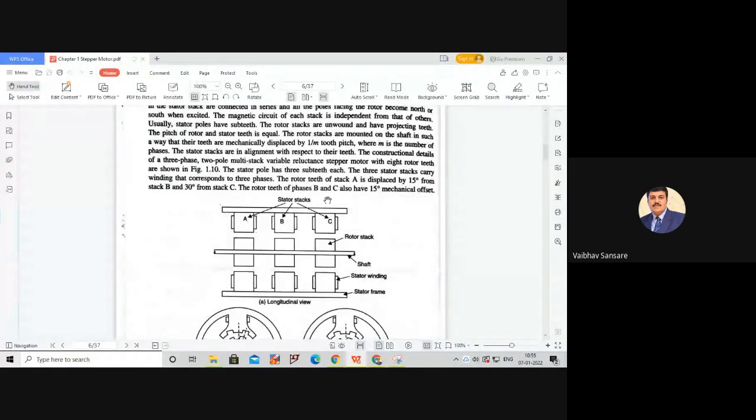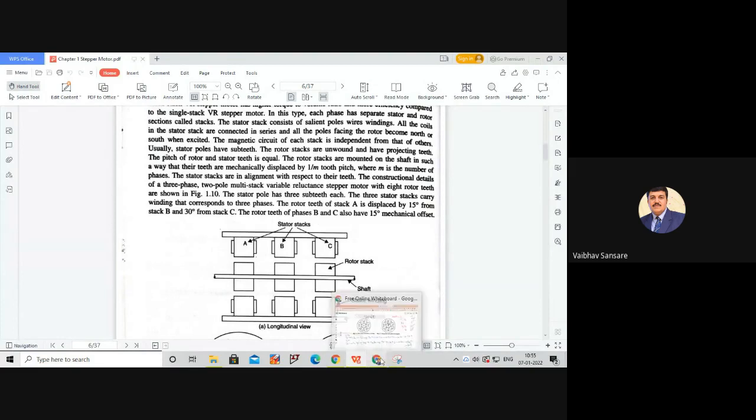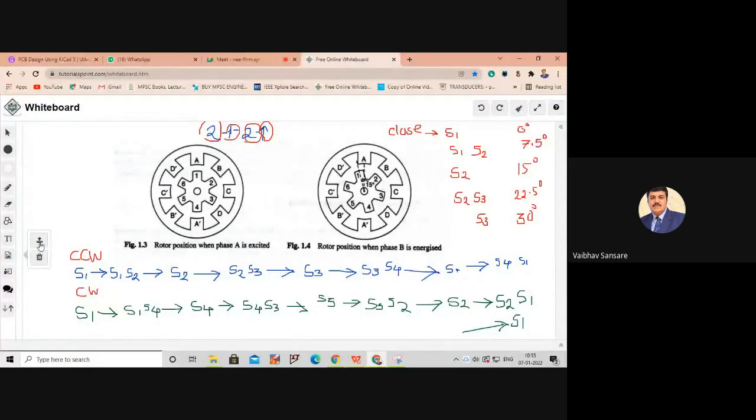So if you look at this longitudinal view of the multi-stack stepper motor, there is a pair of stator stack and rotor stack for each phase. So when we consider phase A and phase A dash, for phase A there is a separate rotor stack. For phase B and B dash, there is a separate rotor stack. For phase C and C dash, there is a separate rotor stack. So if we see that particular motor constructionally, how does that motor look?